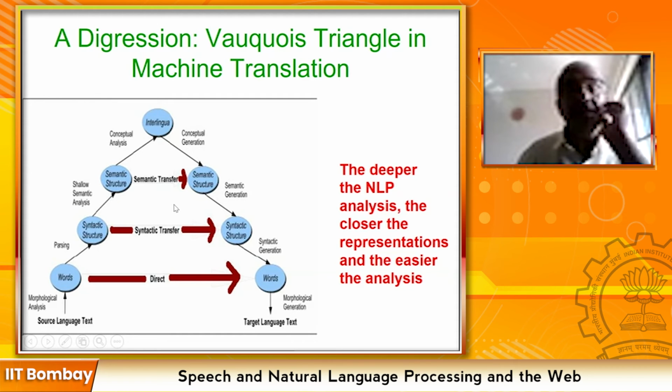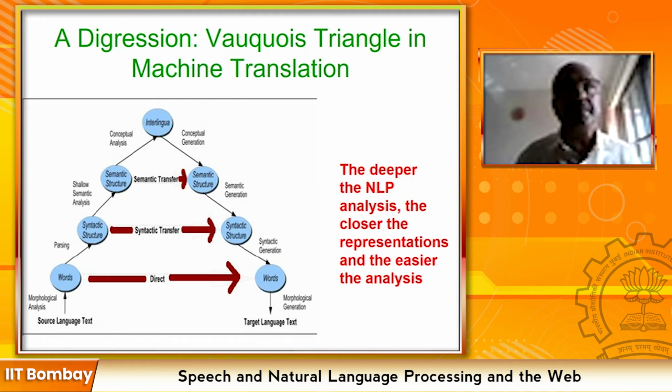But this ideal situation, of course, has been modified tremendously, because many times the two languages are very close to each other. So if I take Assamese and Bengali, or Punjabi and Hindi, or let's say Kannada and Telugu, or Catalan and Spanish, German and Dutch, these are very close languages. So going up to the complete interlingua level is something of an overkill.